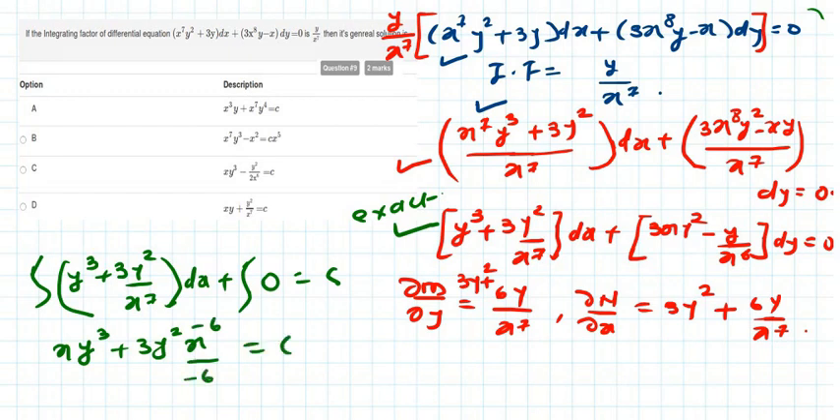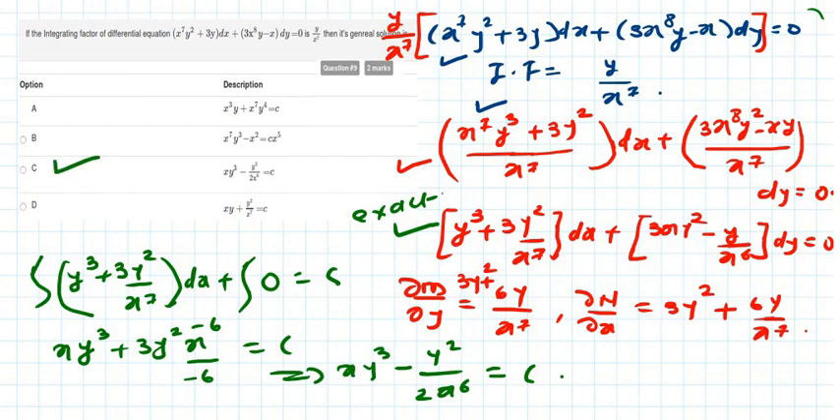If you observe this, this will be x y cube minus y square by 2 x raised to 6 is equal to constant. If you see here, option C is clearly there. Okay, so this is the right answer. Okay, we will see the next question.